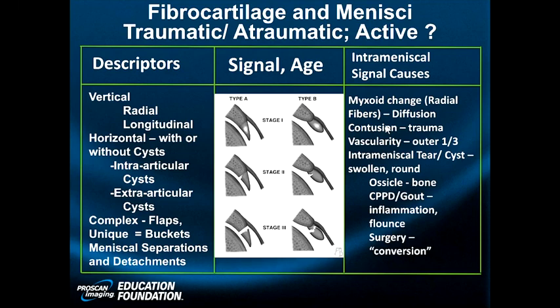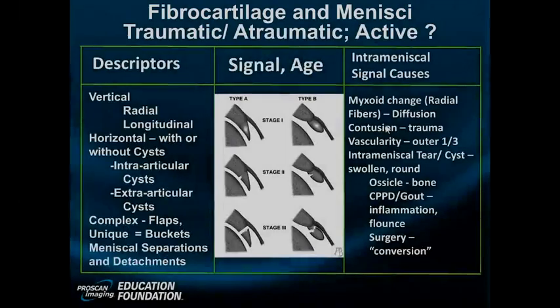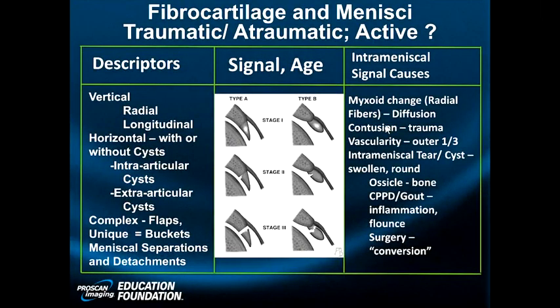Intrameniscal tears, when do you make that read? When you have signal that's preferentially in the inner third, and/or it's creating a meniscal cyst. Some other causes of meniscal signal include meniscal ossicles, which are probably acquired bleeds that ossify in the menisci, CPPD, gout, inflammation, sometimes meniscal flounce.